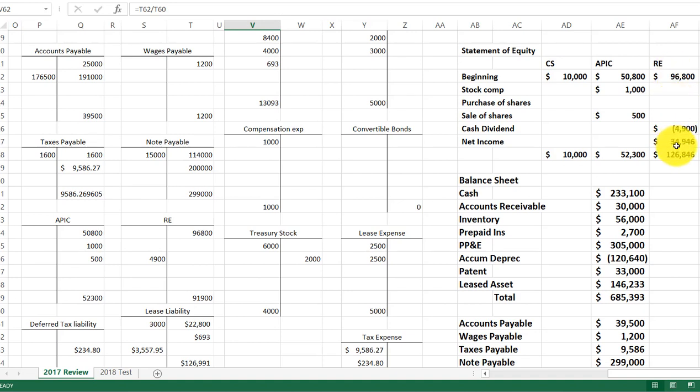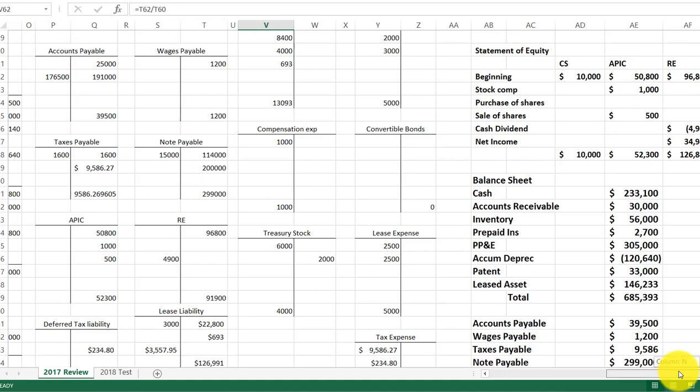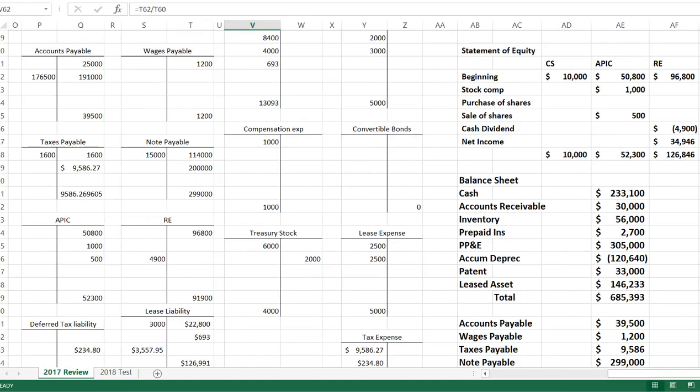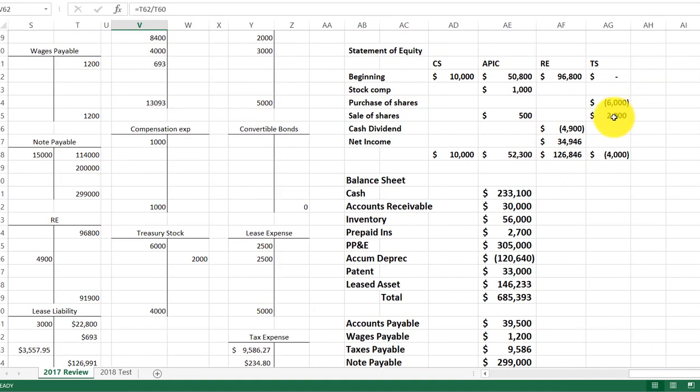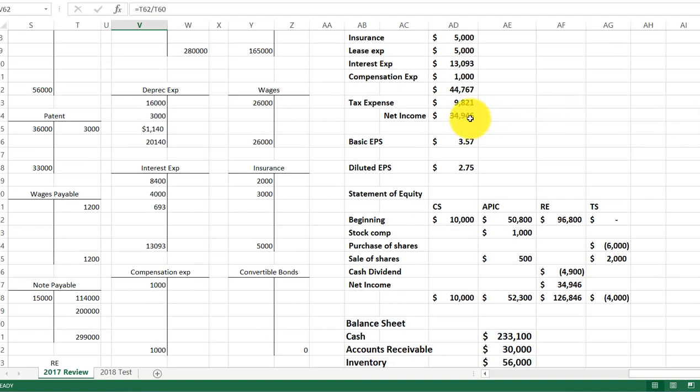That goes in this retained earnings column. Our treasury stock, here's a purchase of the treasury stock, here's a sale, here's the stock compensation. Oops, move this over so you can see it a little better. There we go, 6,000, 2,000, 10,000 common stock. Nothing changed common stock, because when we buy back shares and sell them, it affects treasury stock, not common stock. Additional paid-in capital from the stock compensation and the sale of our treasury stock, cash dividend, and the net income from up here.